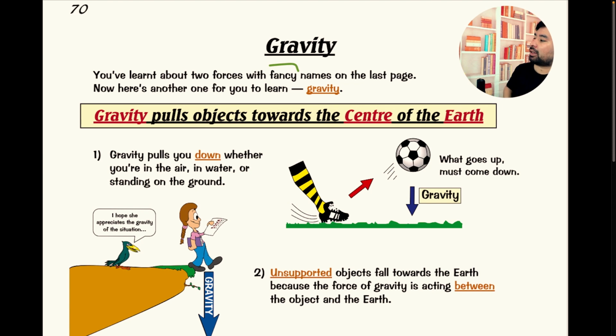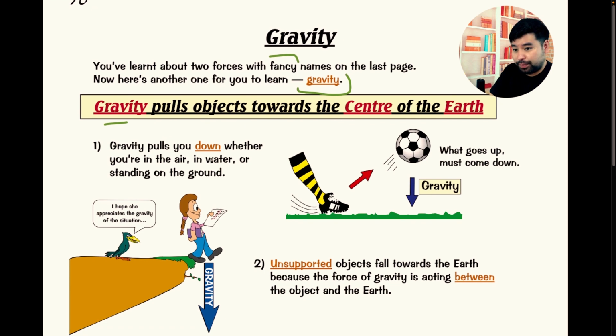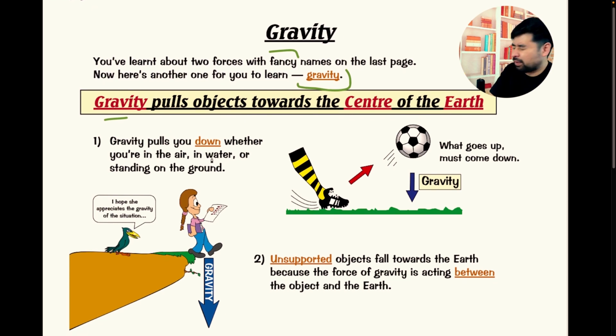So the word of the day is gravity. I think you know that, right? But let's see what that is. Gravity pulls objects towards the center of the earth. Pulls means it puts a force, moving it in the direction of our planet, our earth, going down. So we have here this picture and some information. So let's begin with number one.